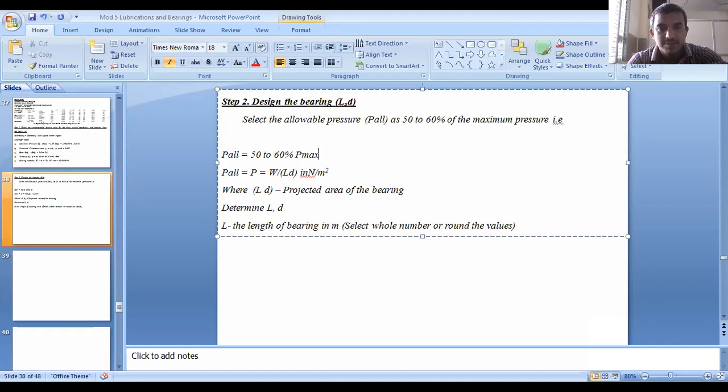Now I will consider 60% of maximum pressure. 60% is how much? 60 by 100 into what is the P maximum you got? 2.0.